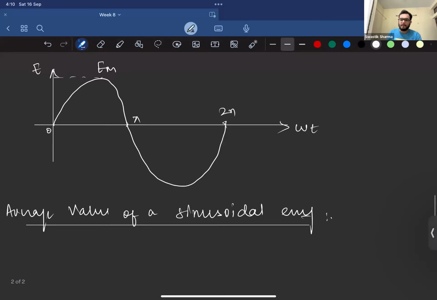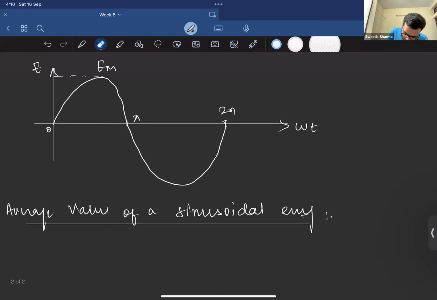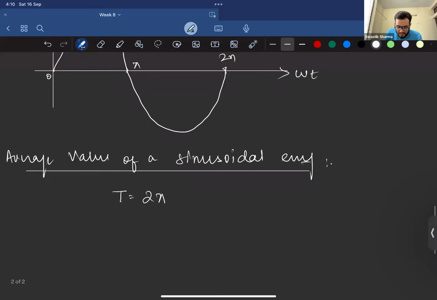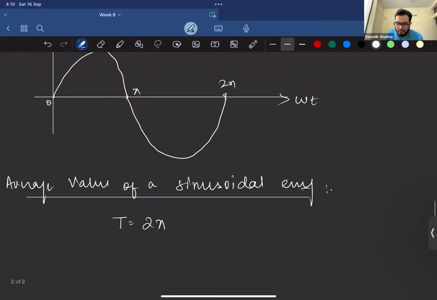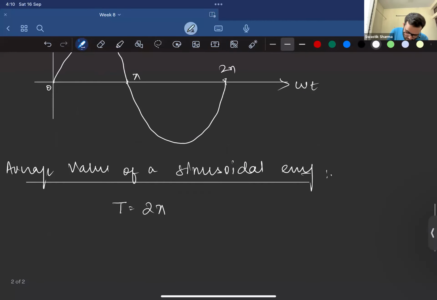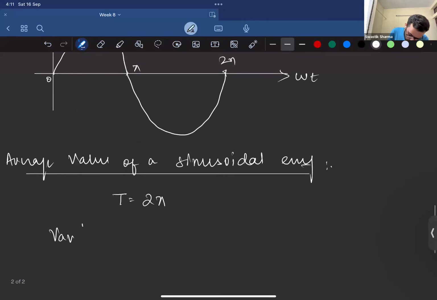As you can see, for the full cycle, that is 2 pi, the time period is 2 pi. So for the full cycle, the average value would be 0, right? Because from 0 to pi it's positive, with the same area, and from pi to 2 pi it's negative. But since we want to find the average value of this whole waveform, we find the average value of the half cycle waveform, because for the full cycle it doesn't matter. It would be 0, right? So for the half cycle waveform, how can we write it?